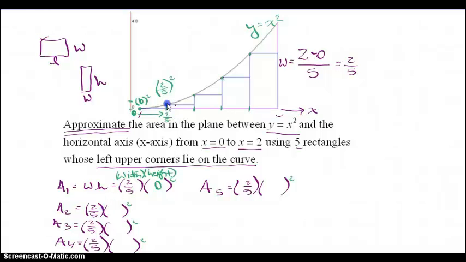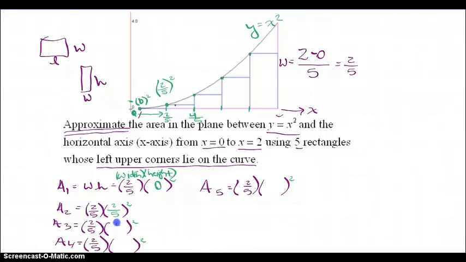For our second rectangle, which was right here where I started, we're going to put 2/5 into the function y equals x squared, and that's going to give us the height of that rectangle. For the third rectangle, we need this value right here along the x-axis. Well, this is 0 plus 2/5. Every width is another 2/5. So 2/5 plus 2/5 is 4/5.